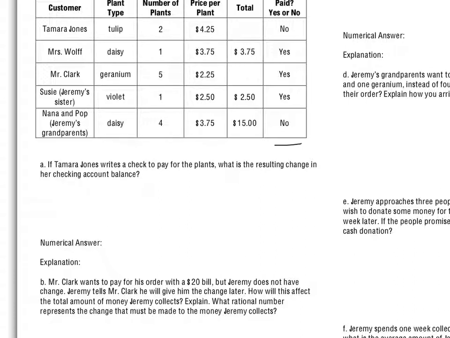Alright, so the first one talks about our tulips. She has 2 plants. The price per plant is $4.25. This is $2 times, this is what her change is going to be, so this is going to be a negative $4.25 to her bank account. So we have this multiplication here. This is going to be negative $8.50. This is my numerical answer.